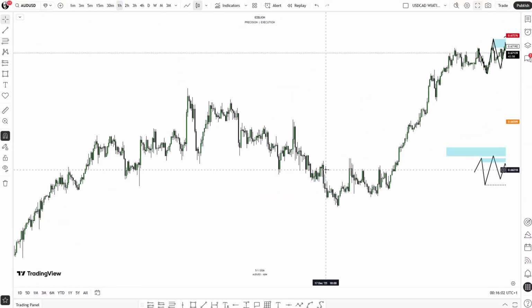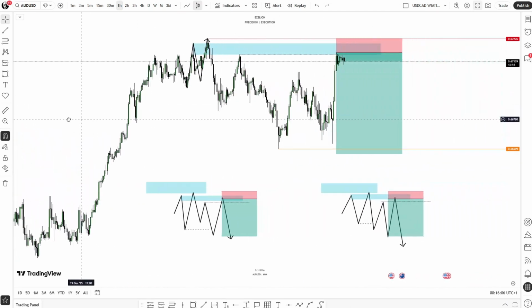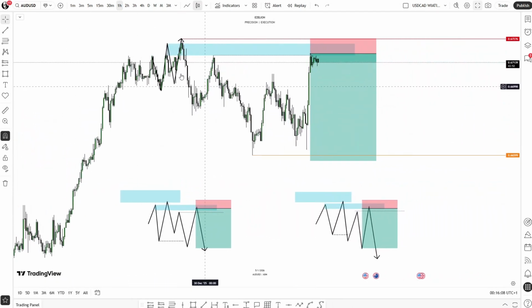So whether the setup occurred in form of a break of structure or a market structure shift, it's still the same logic. So as we see our setup, we see a liquidity sweep, then a market structure shift, then structural liquidity forms at this point, and then we have a second market structure shift, which is this second pattern we are trading now.